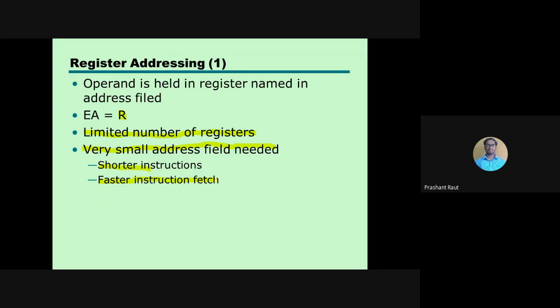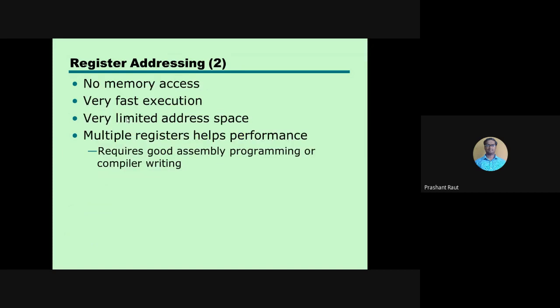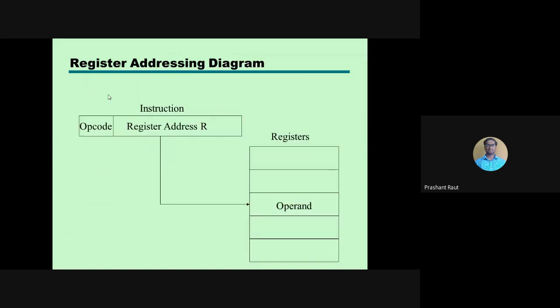Why is the instruction fetch faster? Because the instruction requires operands, and these operands are stored in the registers, and register memory is the fastest memory. So see here the diagram. We have the registers here. Previously we had the memory, but now here we have the registers, and registers are the fastest type of memory.